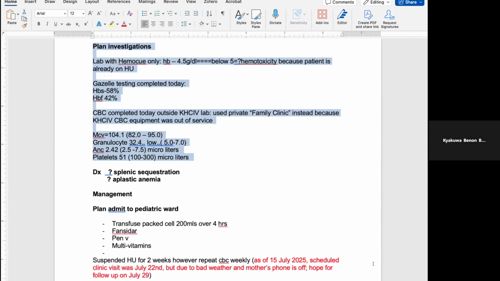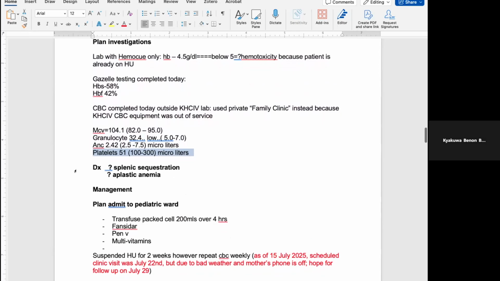So when you look at it, the HB was down. The average neutrophil count was in the normal range. But when you look at the platelets, they are way below 80. They are at 51. The reticulocyte count was also low. So, basing on the criteria in the 2020 Uganda guideline and the Mulago guideline, the pediatric child fell under hematological toxicity.